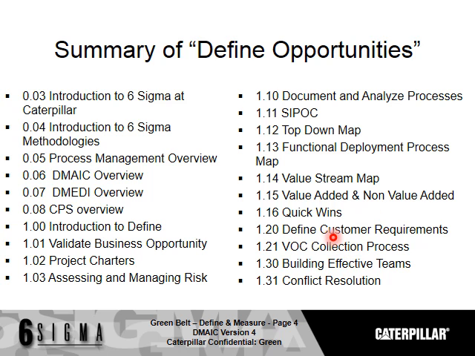Then comes define customer requirements. For any project to start, there has to be a customer requirement, and a mismatch with the current customer requirement. So knowing exactly what the customer requires is part of the project. The VOC is the voice of customer collection process. How do we collect the voice of the customer? And essentially building effective teams.